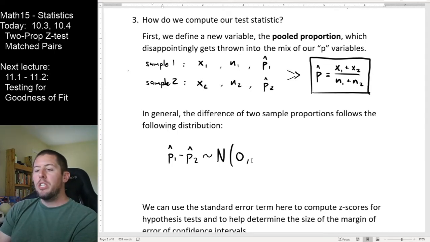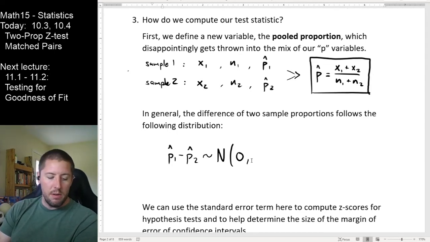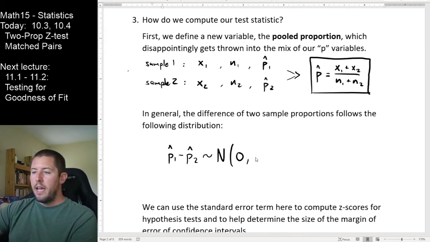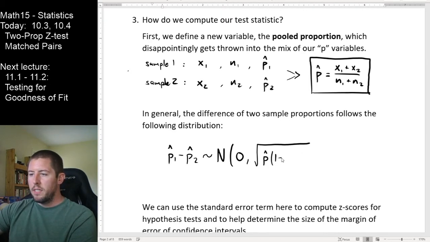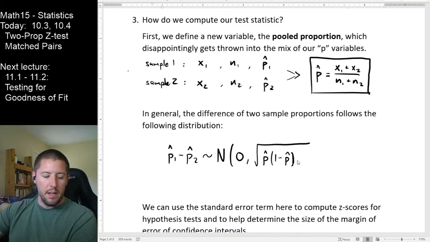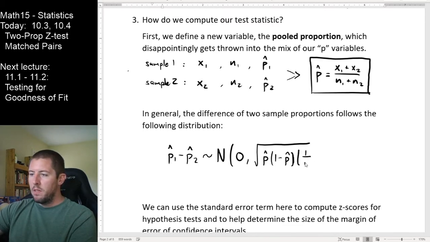What we are very much interested in is the standard error term that we're going to use both in our confidence intervals and in our hypothesis test. Our standard error term is going to use this p hat in its calculations, and it's going to look like this. It's going to be a big old square root computation. It's going to be p hat, our pooled proportion of successes, times 1 minus p hat. You should recognize that as our q term, our pooled proportion of failures, times 1 over our first sample size plus 1 over our second sample size.